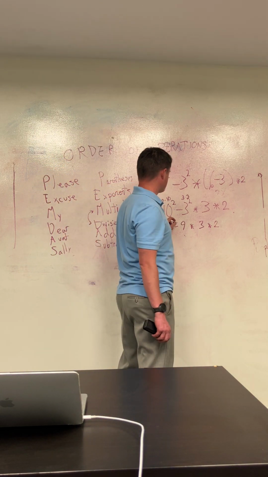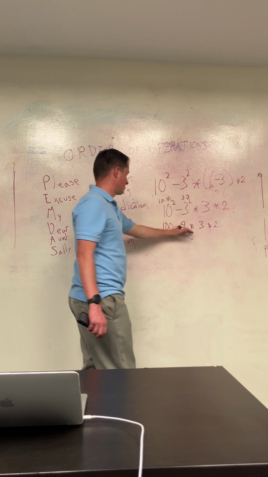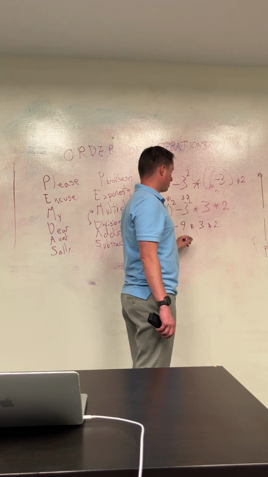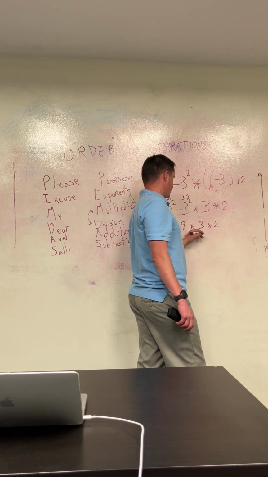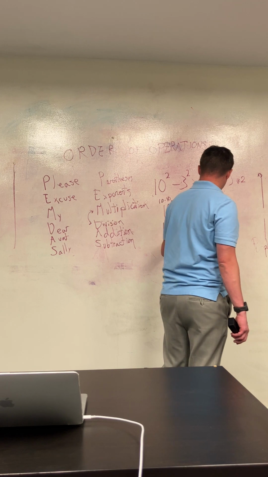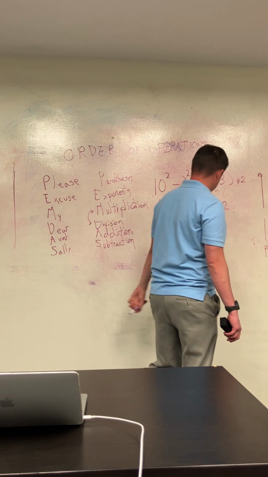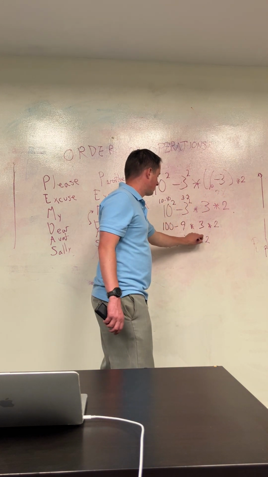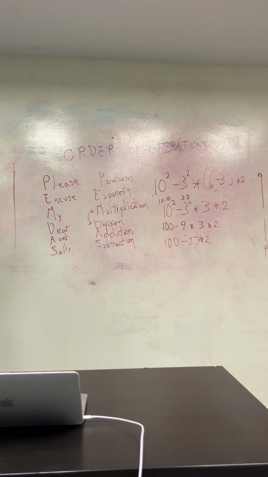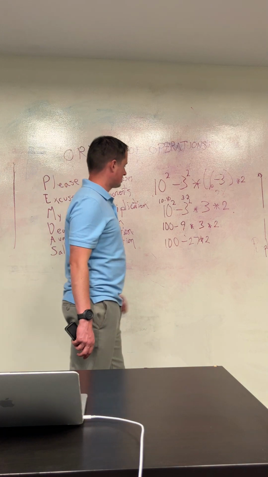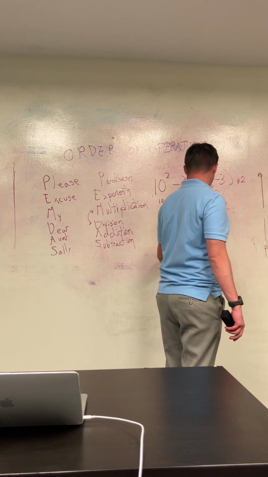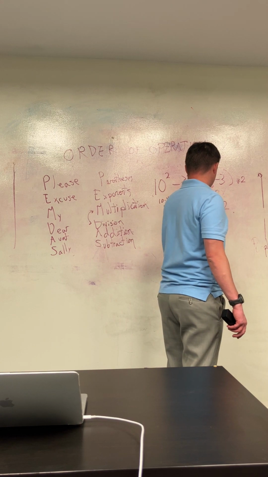So what do you want me to do next on this one? It's multiplication. Okay, so which one do you want me to multiply? It doesn't matter, but 9 times 3, yeah. 27 times 2. What do you want me to do next? Still multiplication. 27 and 2? That's 54. Now do 100 minus 54. Can you do that in your head?